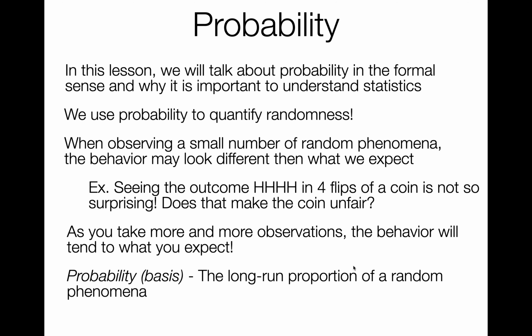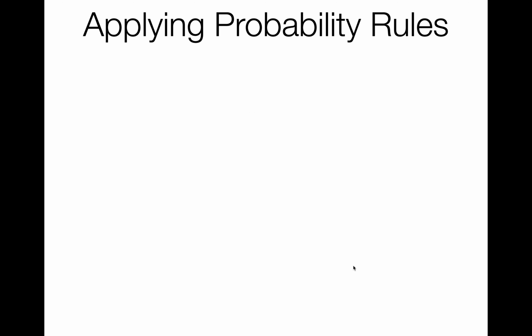So probability, the definition we're going to work with, is the long-run proportion of the random phenomenon. For a coin, if I flip that coin an infinite number of times, then the number of heads I should see is about half of however many times I flipped it, for some humongously large number. If you don't really understand what I said, that's okay. You'll be able to make it through.